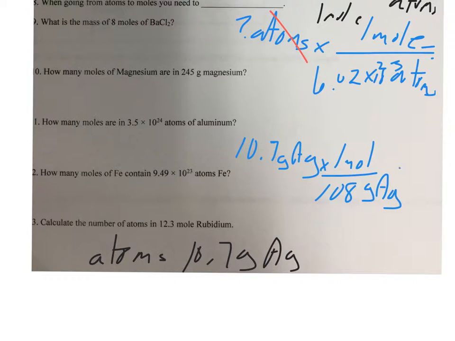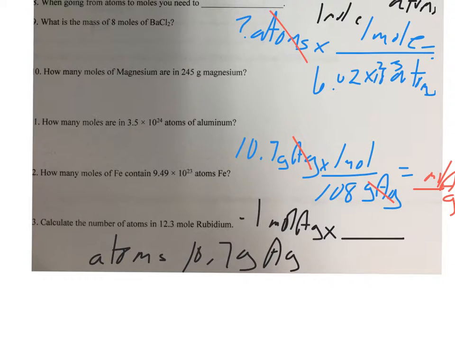So now go on the calculator and do 10.7 divided by your 108. That's going to give you the moles of silver. And how much is that? Point one? And there's no other numbers after that? 0.0999. Okay, so 0.1. All right. So now you have the moles.